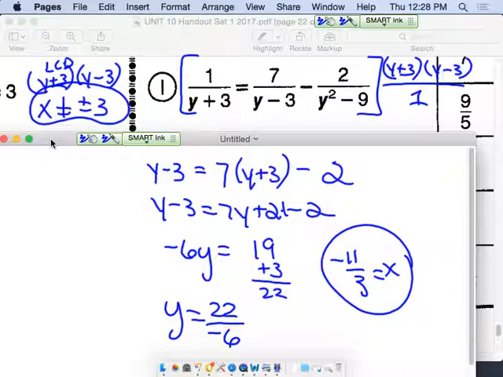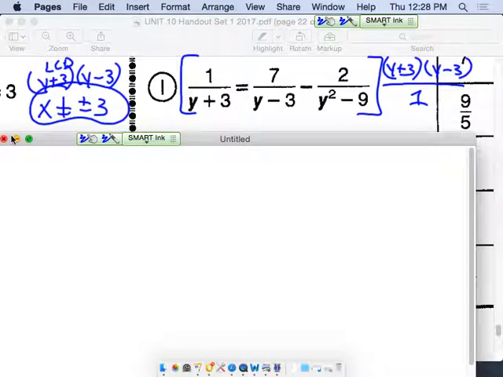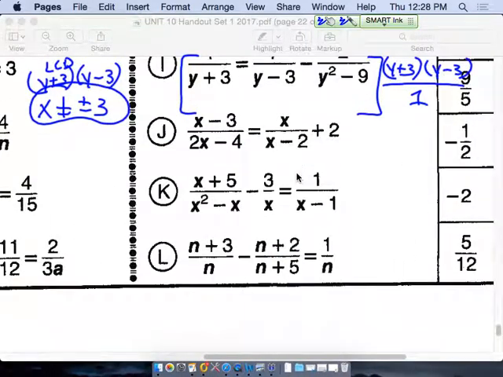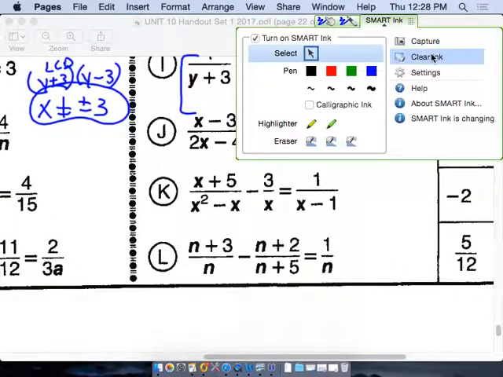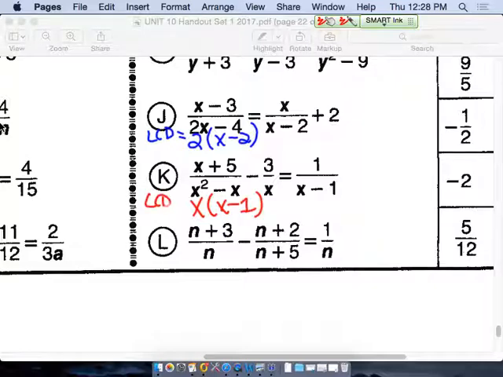And I think that's probably sufficient to get you through the rest of these problems. Let's just look at a few of these. They're all pretty much the same. Look at the denominator in its factored form, and then it makes it easy to identify what the LCD is. So in J, this denominator would be 2 times x minus 2, which makes it easy to see that that is the LCD. And then in a problem like K, I have x times x minus 1, which ends up becoming the LCD in this problem.